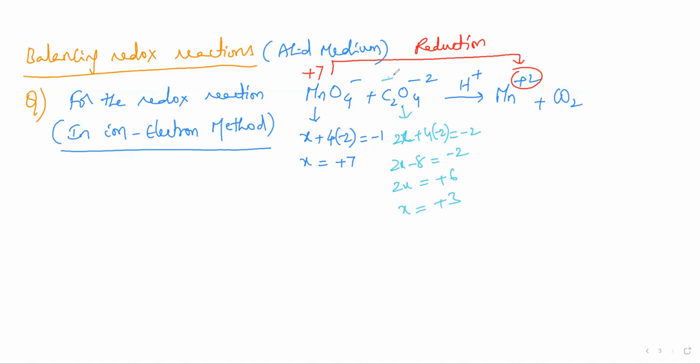Here carbon oxidation state is +3. Here in CO2, carbon x plus 2 into minus 2 is equal to 0, x is equal to plus 4. So this is plus 4. So plus 3 to plus 4, that is an increase in oxidation state. That is oxidation. Right? Now, divide that equation into two half reactions.